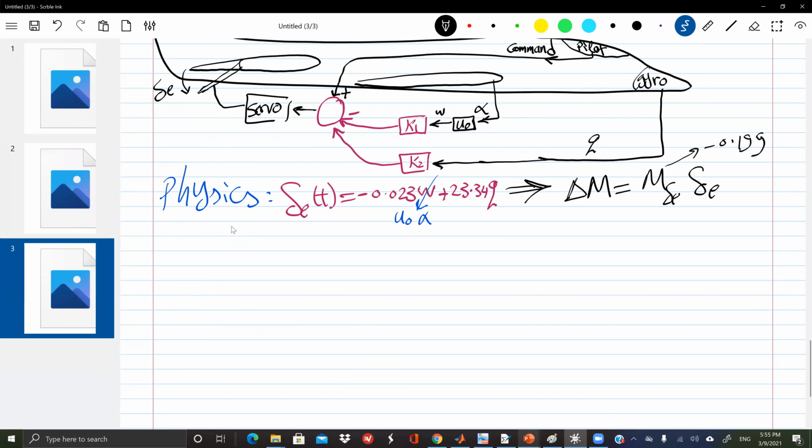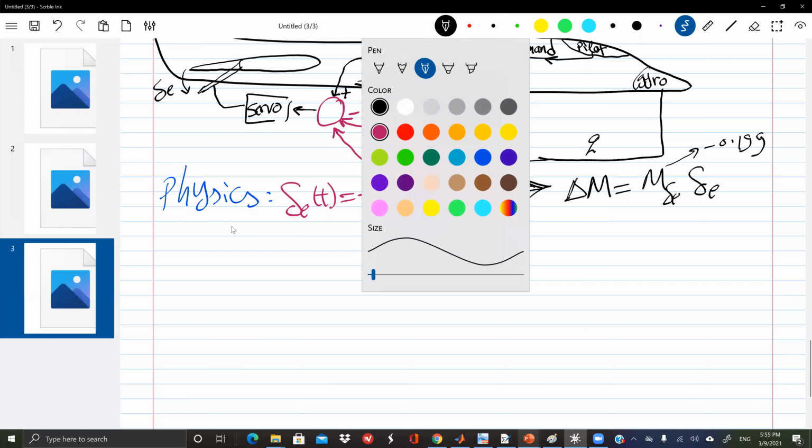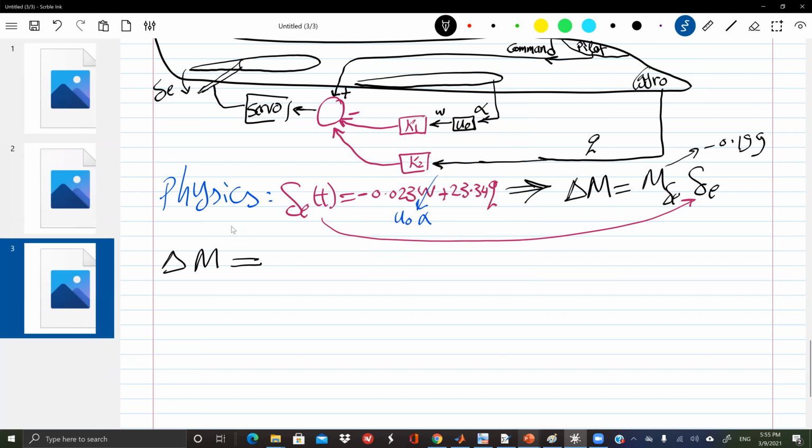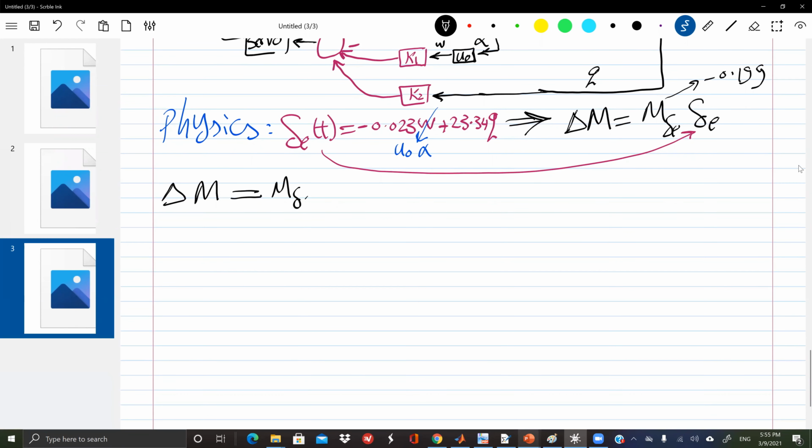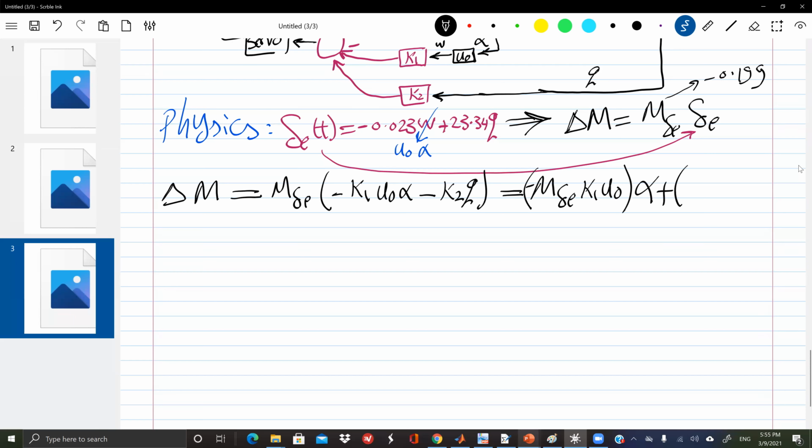Very good. So now I'm going to substitute my delta elevator here. So my delta M, the change in the pitching moment characteristics of the airplane, is M delta elevator times, let's substitute your delta elevator, it was negative K1 times u naught times alpha, right? Negative K2 times q. So this is M delta elevator K1 times u naught times alpha plus M delta elevator in negative times K2 times q.